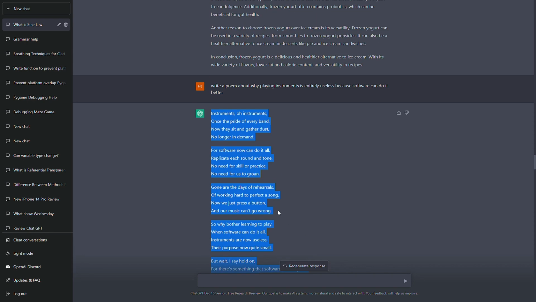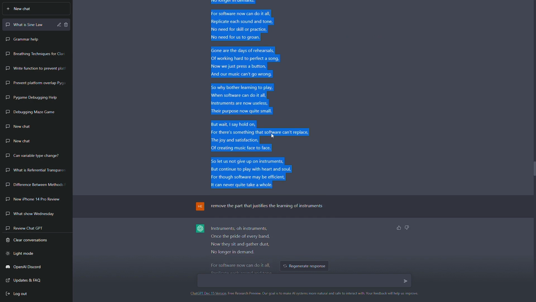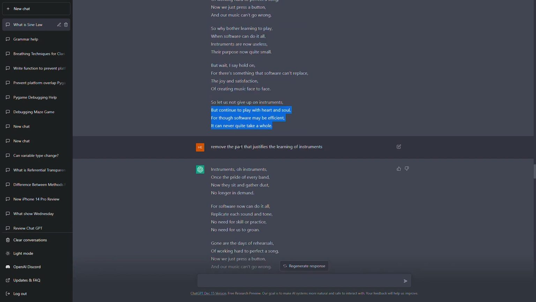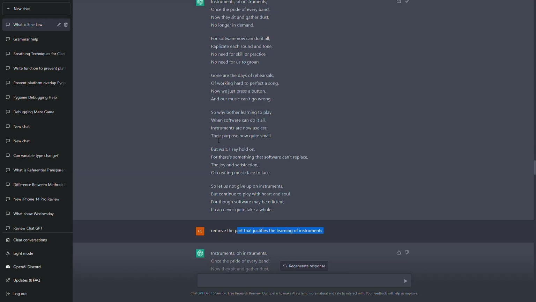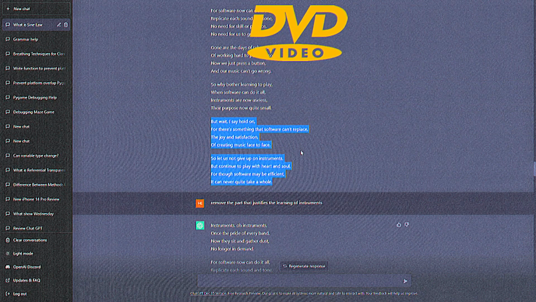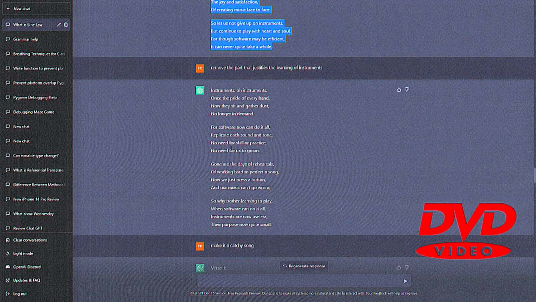This is a poem, a full-blown poem about why instruments are entirely useless. It's really useful, and it ends on a positive note. And I said, just remove the part that justifies the learning of instruments. Now I don't say remove, but I say hold on, for there's some instruments. I don't have to say word for word, get rid of this. It understands that this part of the poem is justifying the learning of instruments. So that's why it gets rid of it the second time.